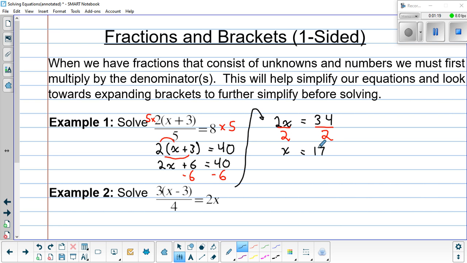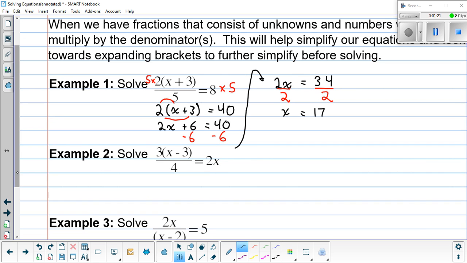Okay. So next one, once again, just multiply by our denominator. So times by 4, times by 4. And let's rewrite this. So here we're going to have 3x minus 3 equals 4x. Okay. Now, let's multiply in. So we're going to be left with 3x minus 9 equals 4x.